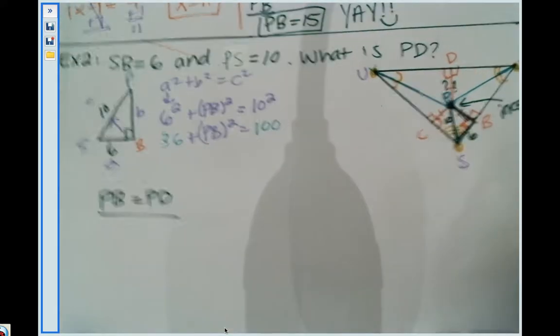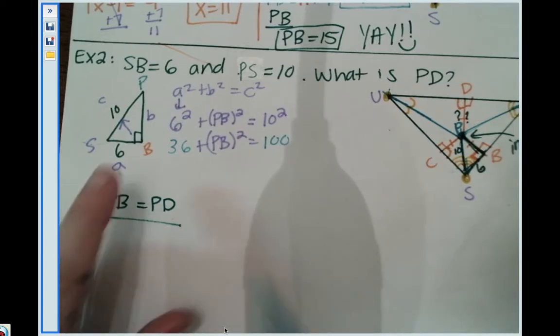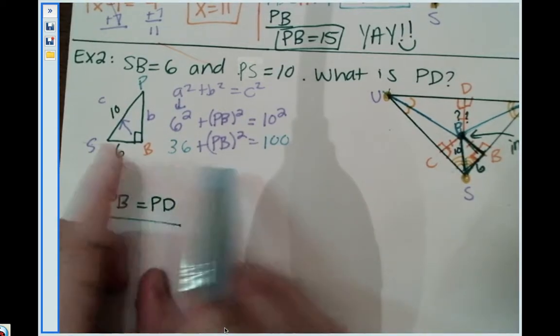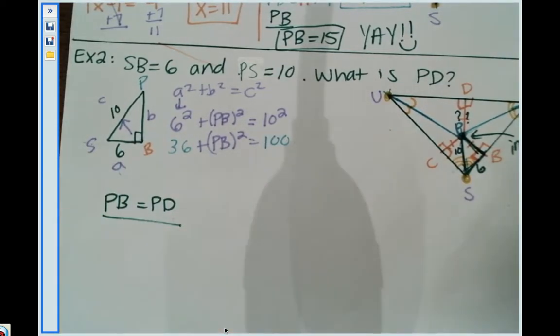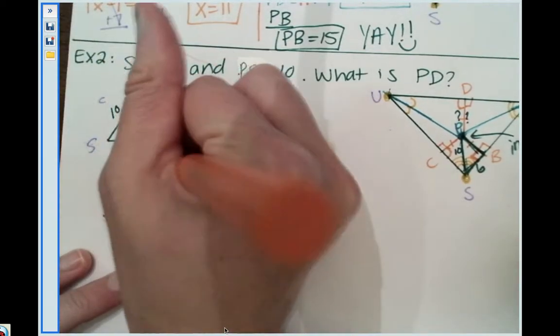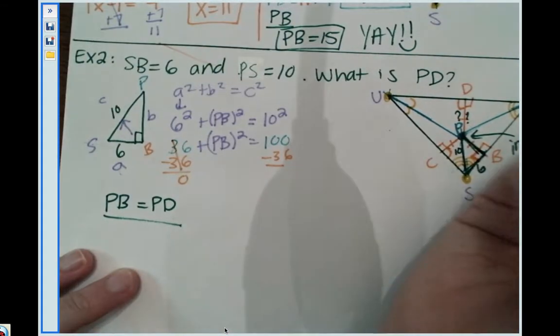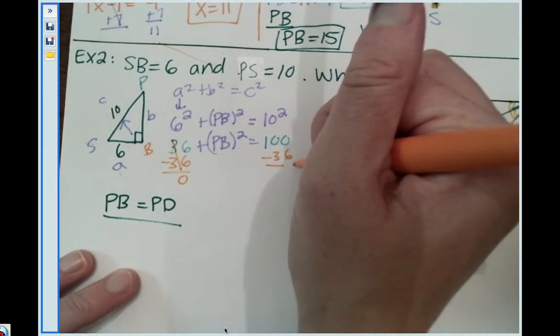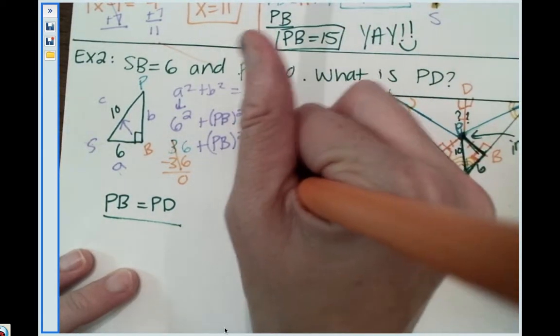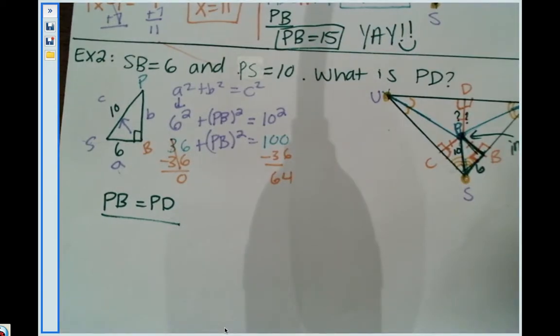All right, let's solve this for PB. I need to get PB by itself. So how do I move 36 to the other side? Yes, I would subtract it on both sides. You guys already know how to do this problem. So 36 minus 36 cancels out and turns to 0. 100 minus 36 will give me 64. So right now, I have PB squared equals 64.